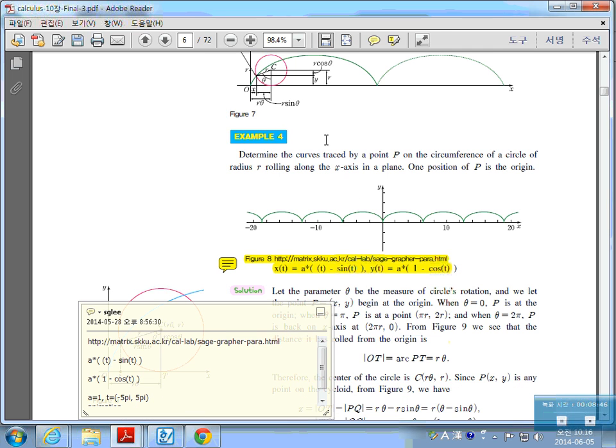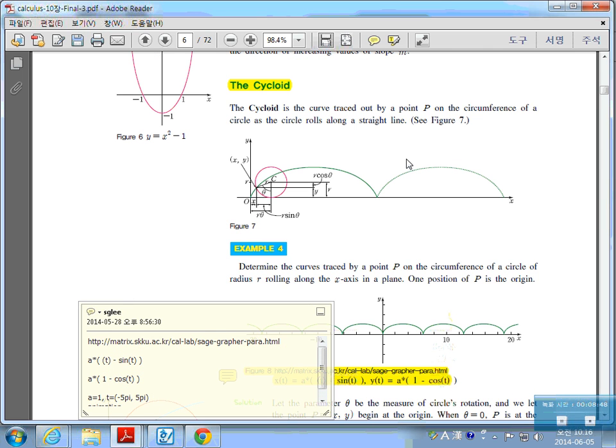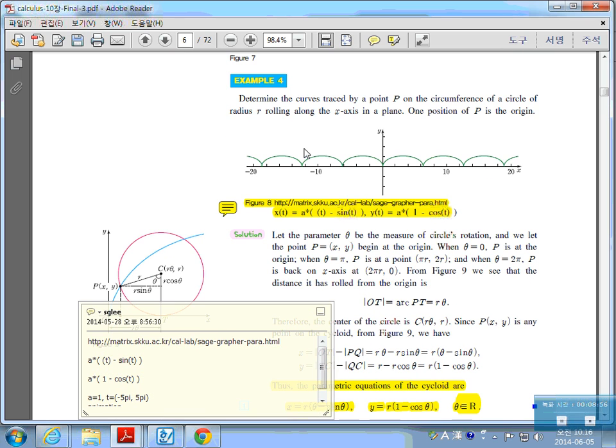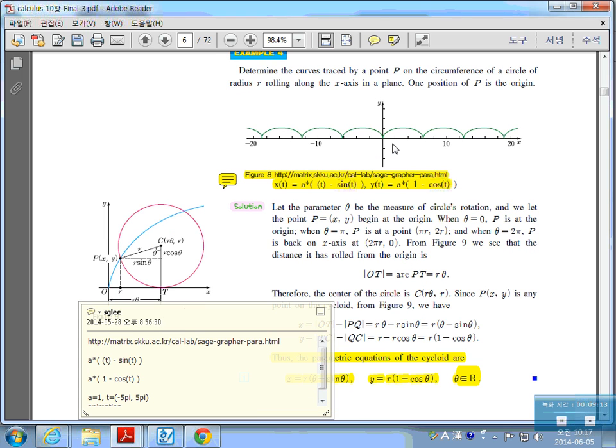Cycloid looks like this, as the wheel of a bicycle moves. Example 4 says, determine the curve traced by a point P on the circumference of a circle of radius r rolling along the x-axis in the plane. One position of P is the origin, like this.